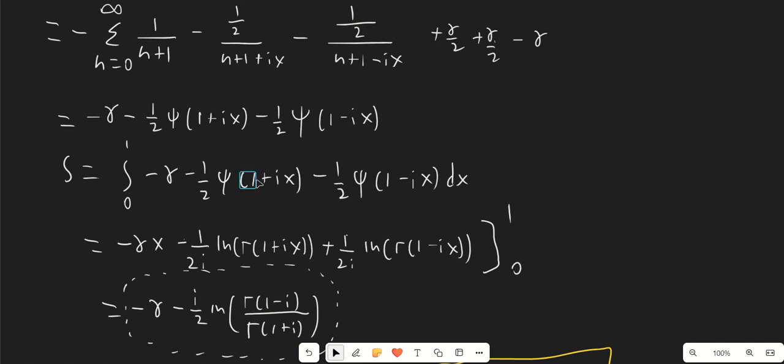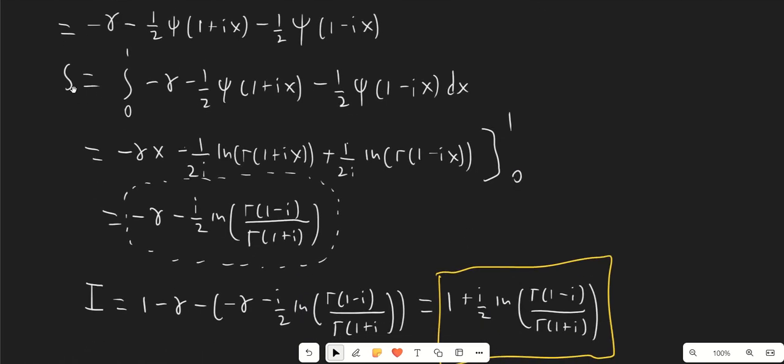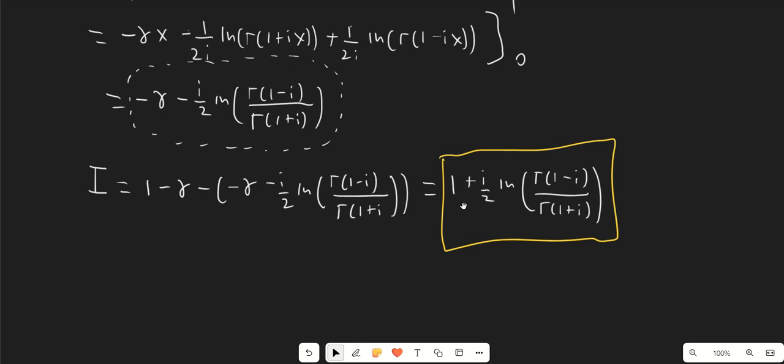And a reminder that the integral of the digamma function is just the natural log of the gamma function. So this integration is pretty routine. Don't forget the chain rule from this i right here. And when we evaluate at 1 and at 0, we get that our summation s is negative gamma minus i over 2 natural log of gamma 1 minus i over gamma 1 plus i. And we get that our overall integral I is 1 plus i over 2 natural log of gamma 1 minus i over gamma 1 plus i.